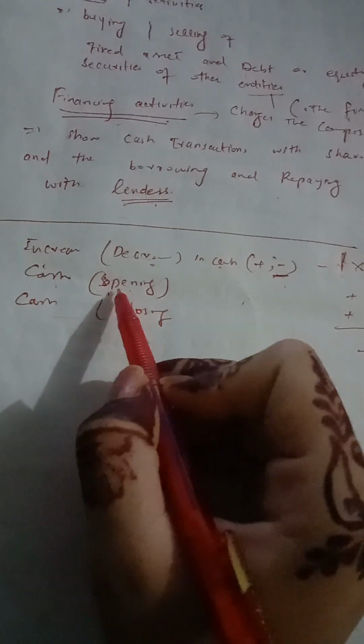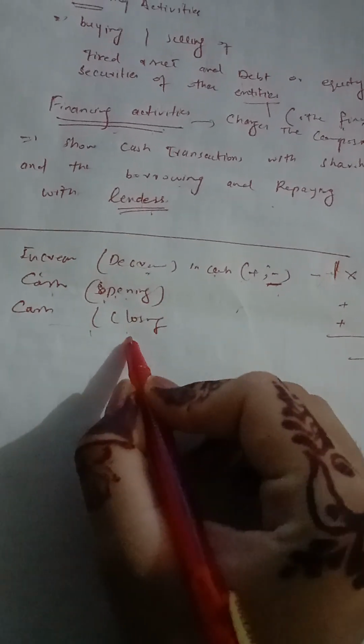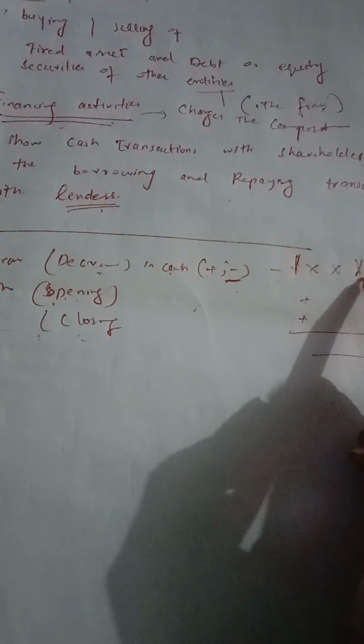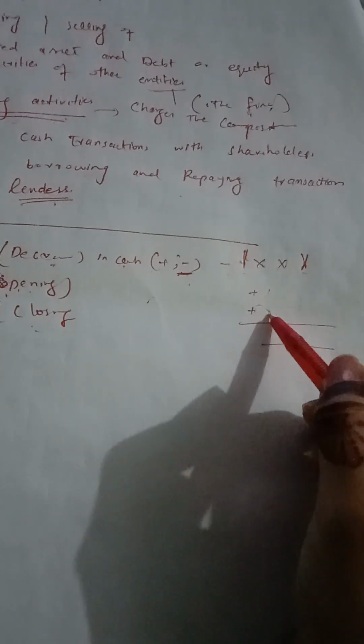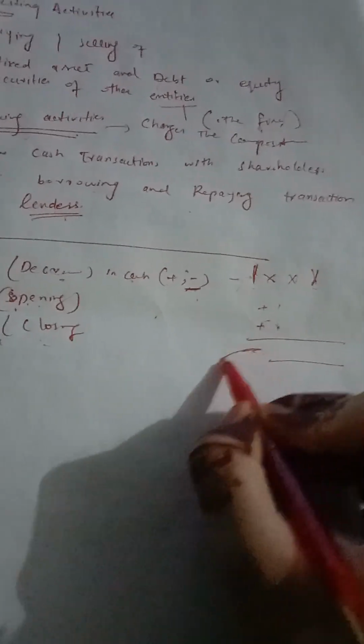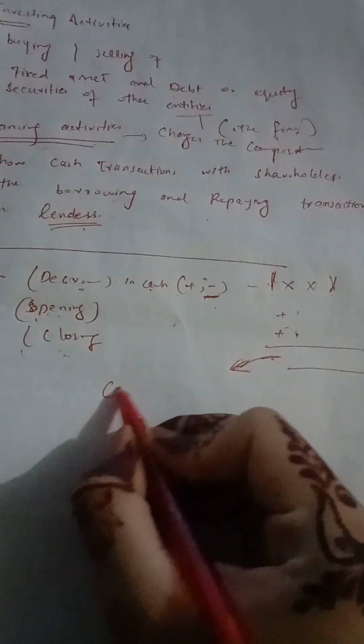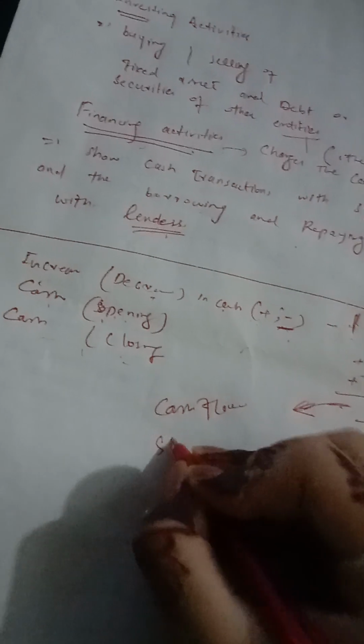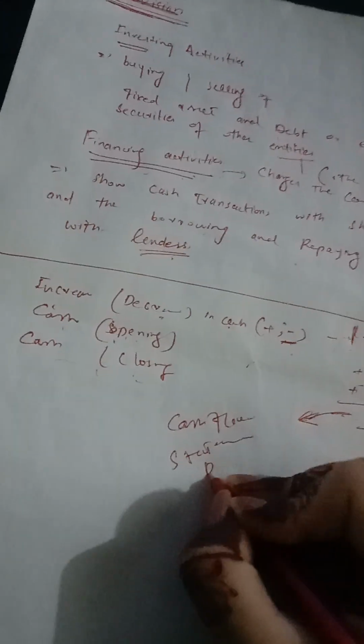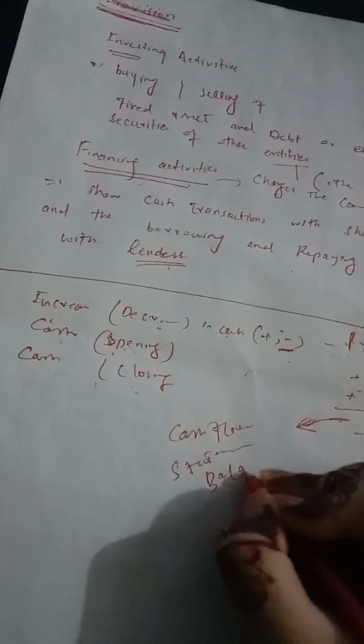meaning whatever your amount at the opening of the year and whatever amount at the closing of the year, you have to write down there and make the addition of these amounts, and it will be your cash flow statement balance.